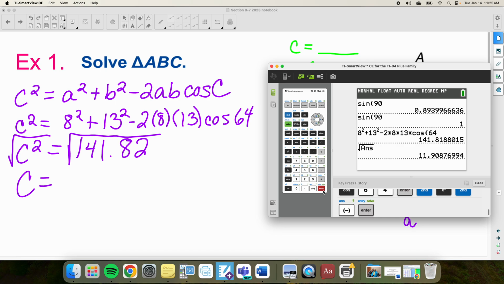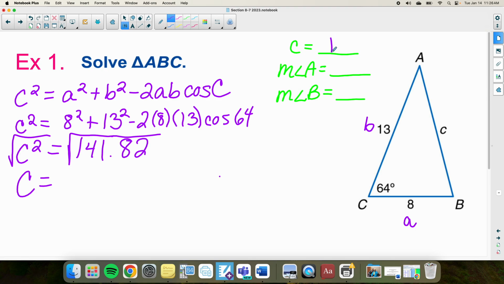If I round to 2 places and you round to 1 and somebody rounds to a whole number, our answers can be off quite a bit. Did you guys get 11.91? Is that what you got? Okay. So let's go back here, and we're going to do 11.91. Okay?